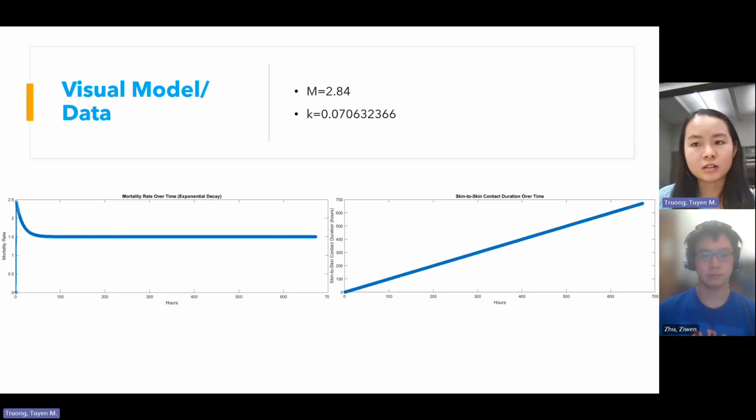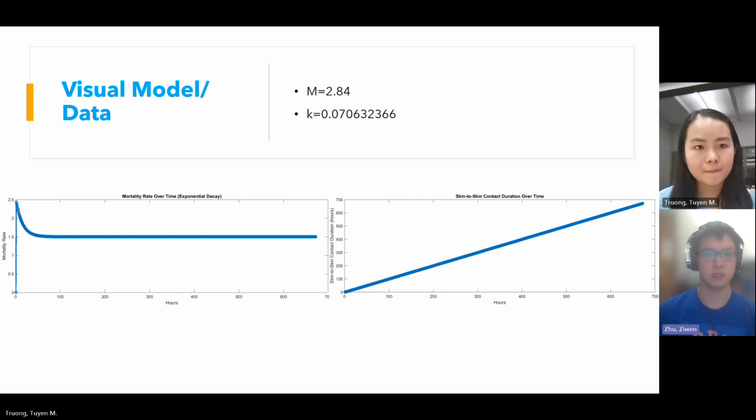And in our visual model, when we use MATLAB to put in our differential equation, we see that infant mortality rate does decrease over time. So it exponentially decreases as skin-to-skin contact duration increases. And then my partner will talk to you about how we obtained values for the mortality rate and the rate at which mortality decreases in our model and how we got them.